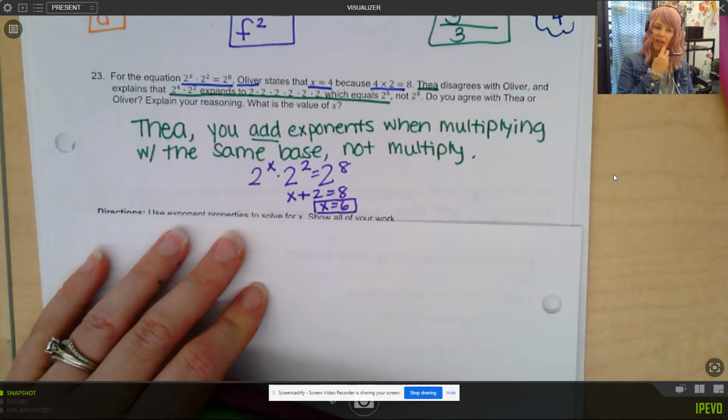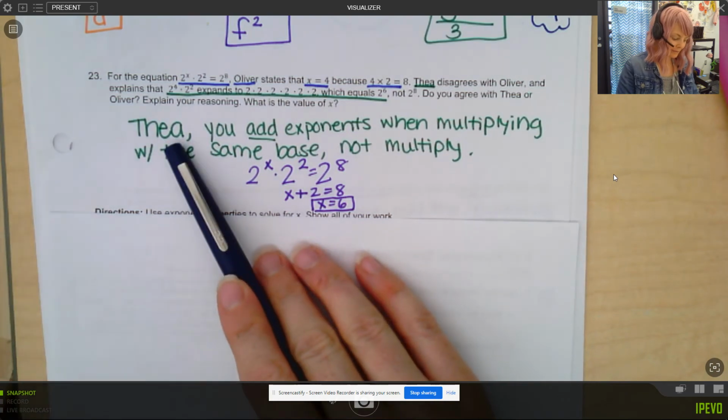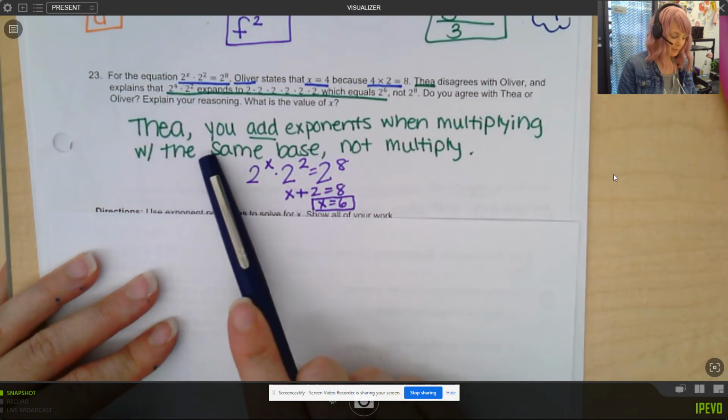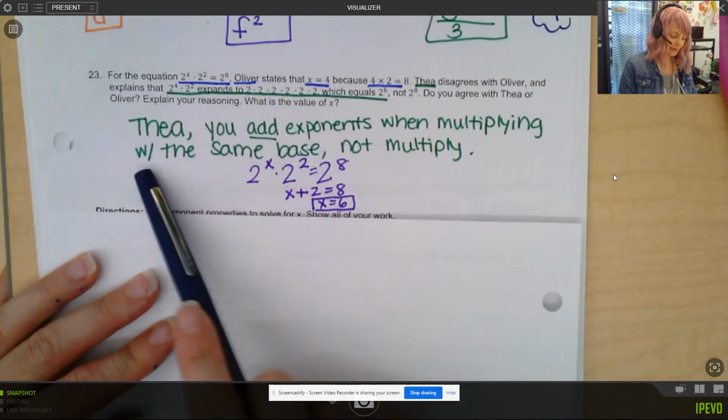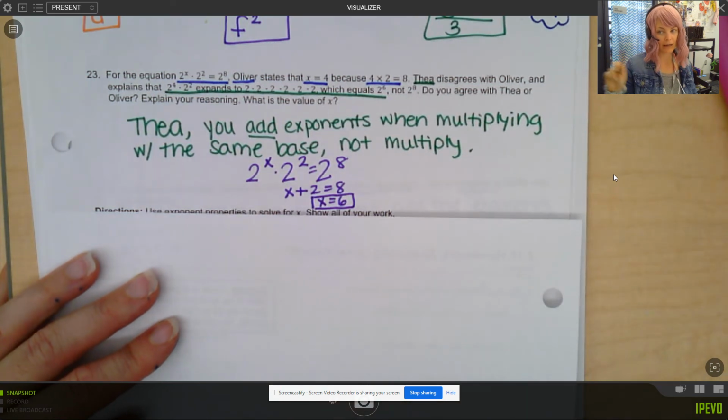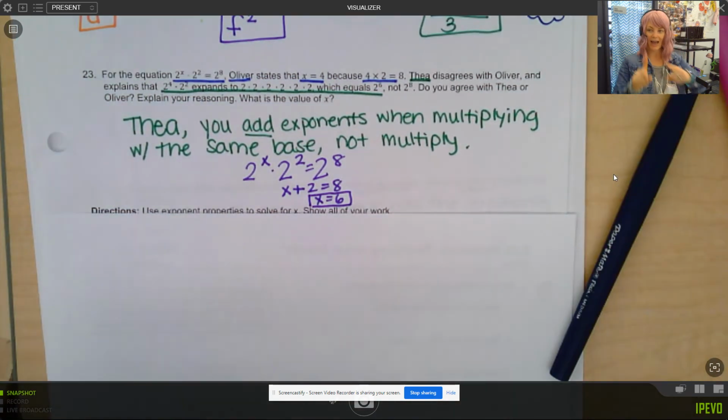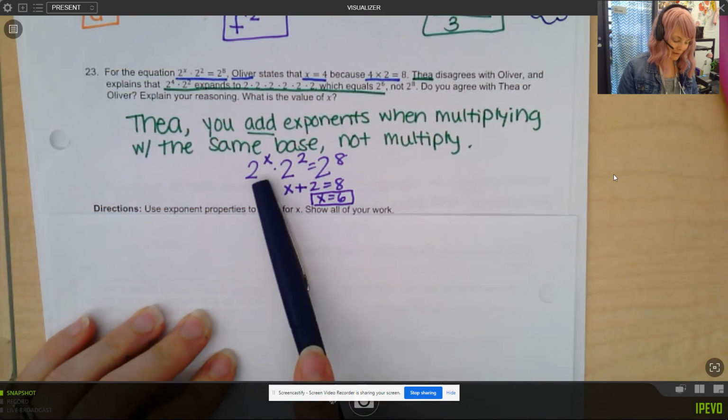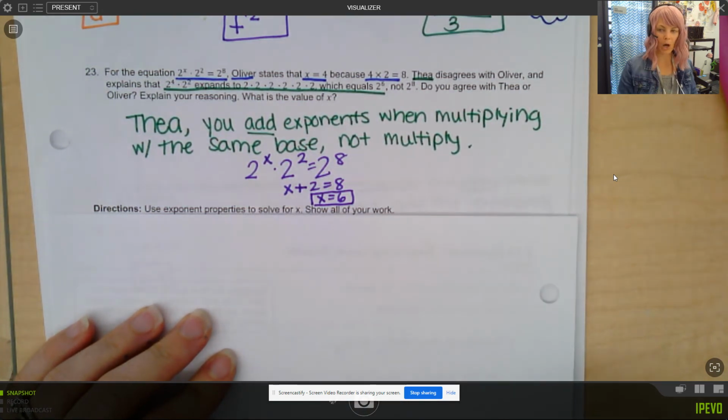So do we agree with Thea or Oliver? Explain your reasoning. We agree with Thea. You add exponents when multiplying with the same base, not multiply. Remember, when you're multiplying with the same base, you add your exponents. Okay, so that is the rule. It's called product of powers.